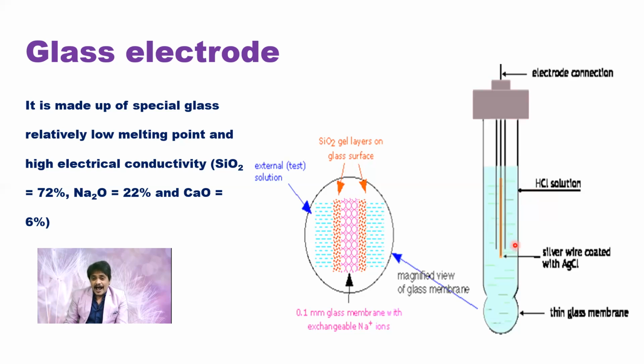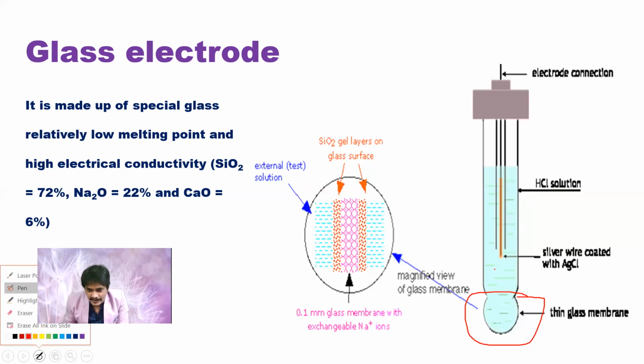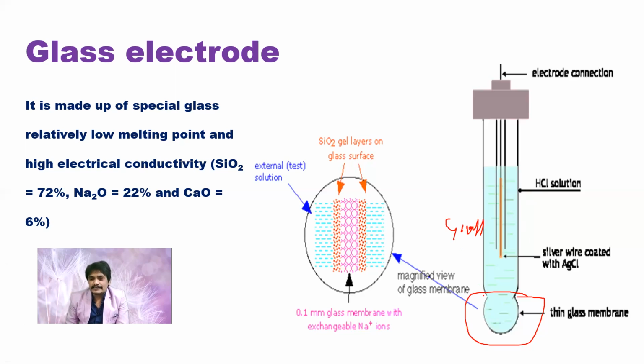Right. The most active part of this glass electrode is this bottom portion, students. I will try to show this bottom portion. So this is the bottom portion, and this is the most active part. This most active part of the glass electrode is called the glass bubble. So this is called the glass bubble, students.